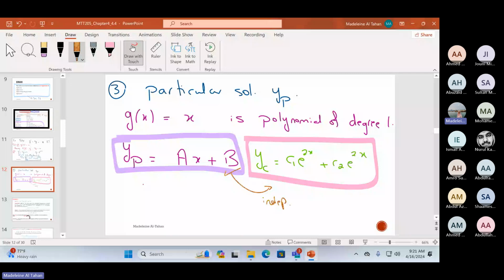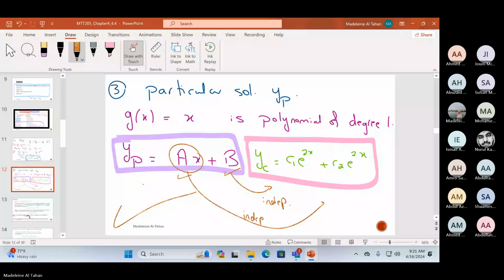Independent, it's not contained in Yc. Ax, is there an x here? Do we have an x in Yc? e to the power of 2x, is it x? No. I need pure x. Do we have pure x? No. Do we have in Yc a pure constant, meaning plus 2, plus 3, plus c? Or do we have something times x plus x in Yc? Okay, so it's independent. It means that this Yp is accepted.